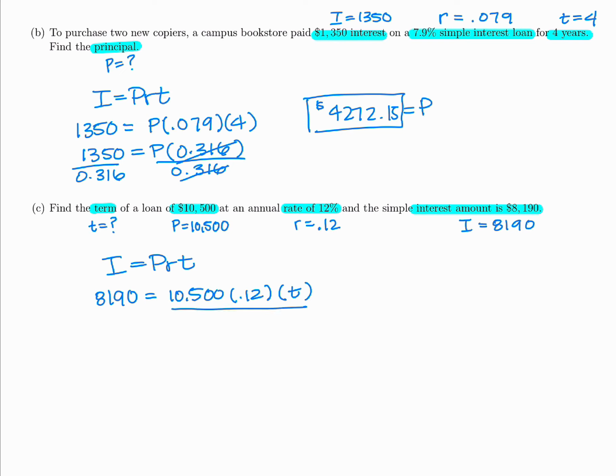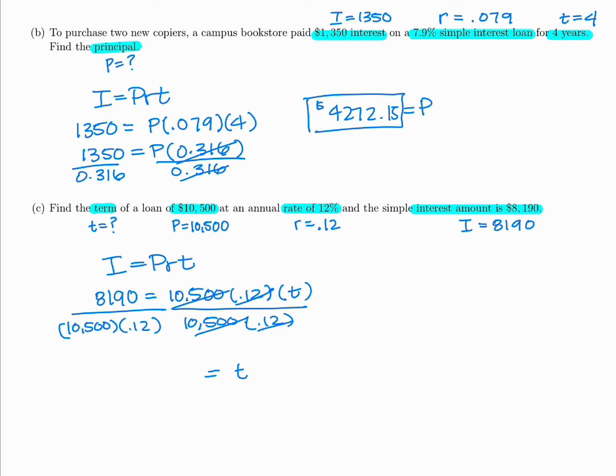I'm going to do something a little different here. I'm just going to write 10,500 times 0.12. I'm going to divide by that on both sides. And notice this cancels and this cancels, and I'm left with T equals, and now we'll do this division on our calculator. It may help to use your fraction mode if you have a TI-84. It makes things look a little bit nicer. If you're having issues with how to put things in the calculator, just let me know and I'm happy to help.